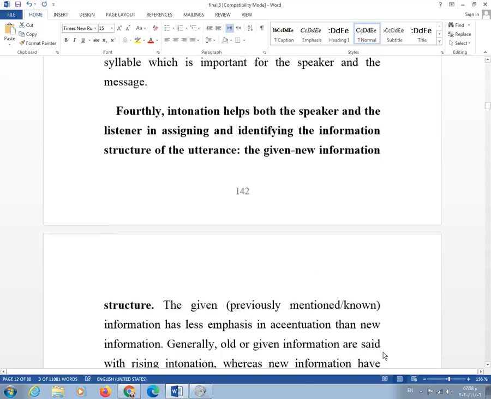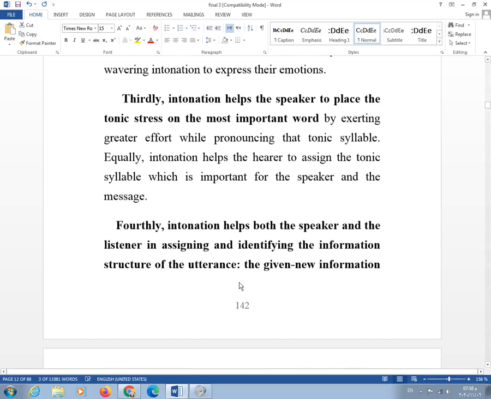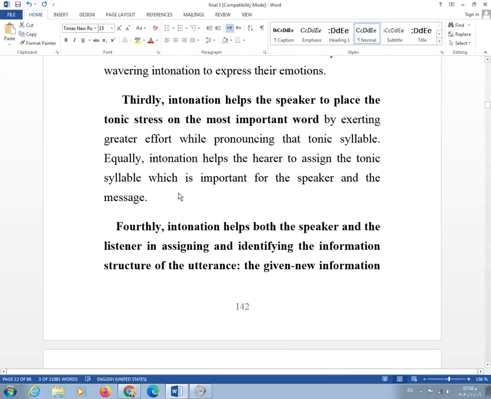And move on to number four. Here, intonation helps both the speaker and the listener in assigning and identifying the information structure of the utterance, the given and new information. And this is relatable to function number three, because if you have an utterance and in this utterance there are a number of important words, these important words really must give new information rather than old information.